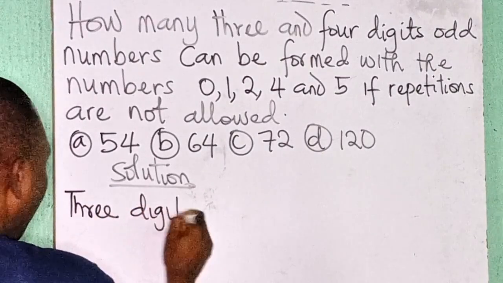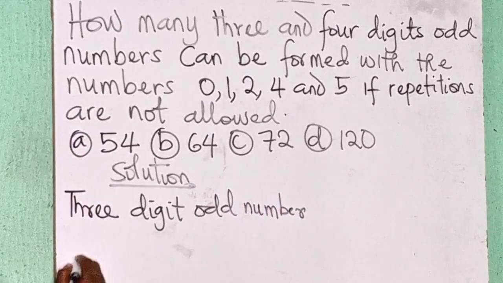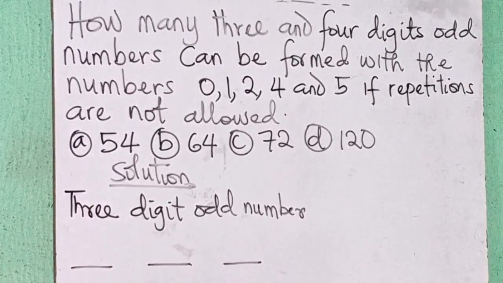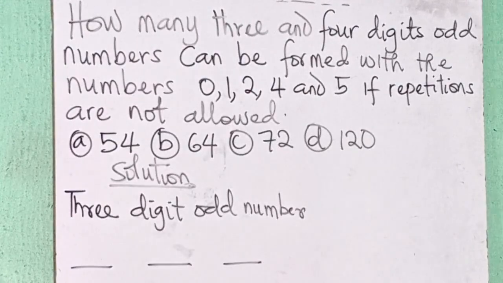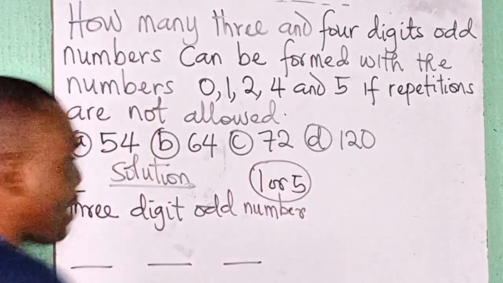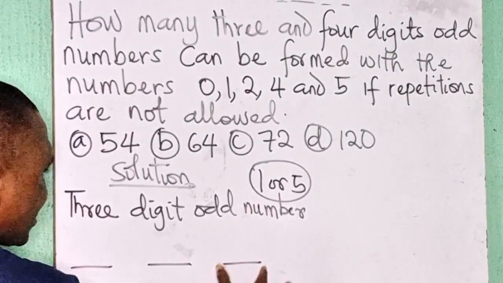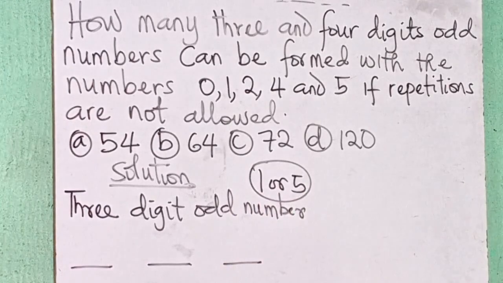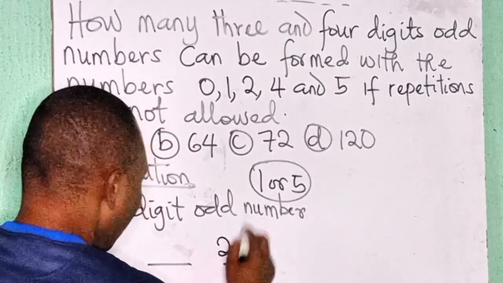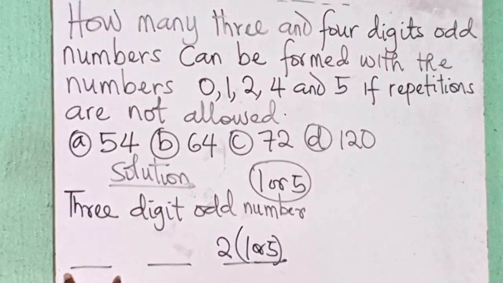3-digit odd number. Okay, now I'm having 1, 2, 3 places. If you look at these numbers, you will discover that it is only 1 and 5 that are odd numbers. So I can fill this last digit with 1 or 5, which means I'm having two choices here. Is that clear? Good. Now, what is the first digit?